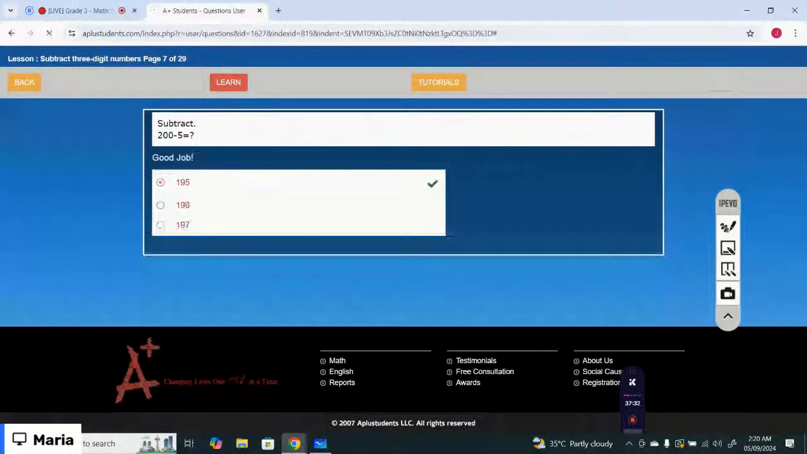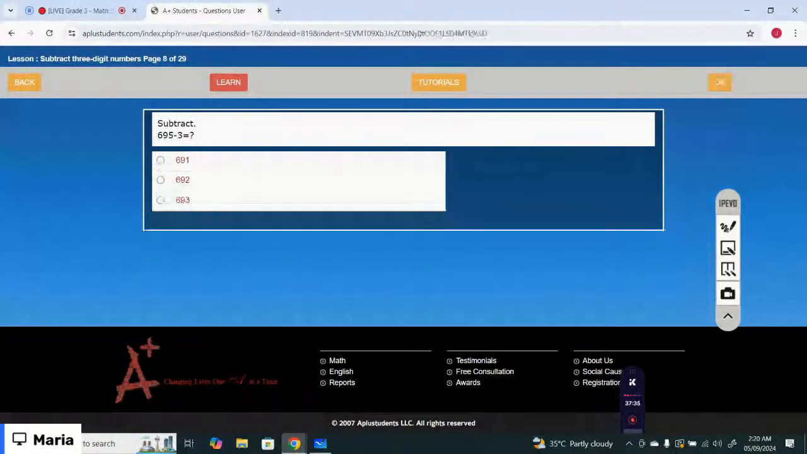Okay, the next one is 695 take away 3, which is the correct option. Yes, that is 692. Option number 2 is the correct option.